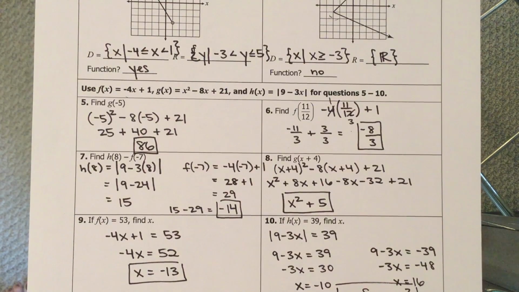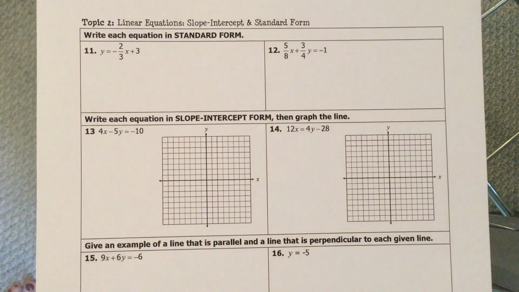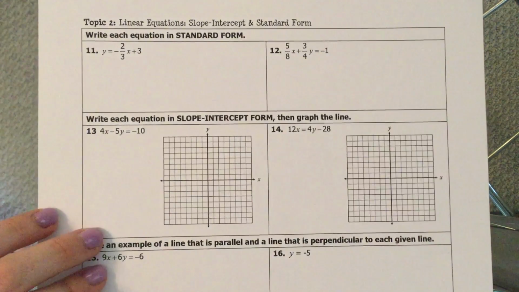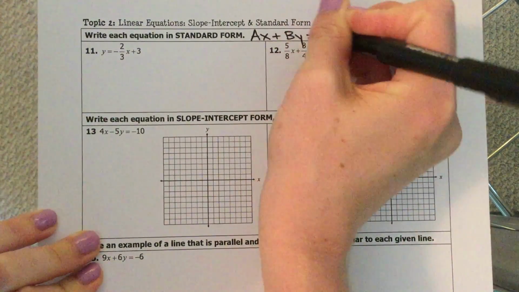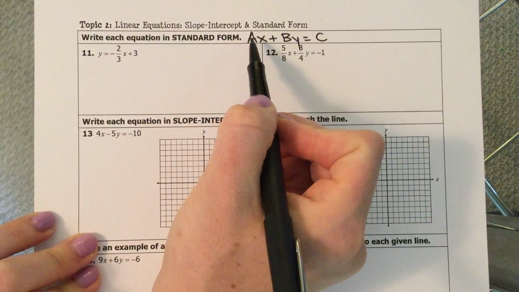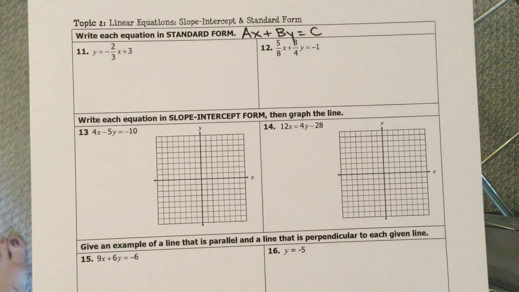So moving on the next page to topic number 2. We've got linear equations, slope-intercept form, standard form. So we've got a bunch of different graphs on this page right here. So first one, we are writing each equation in standard form. Just to remind you guys, standard form looks like this. We've got 3 rules. This term has to be positive. They all have to be integers, which means no decimals, no fractions. And they have to have a GCF that is only 1. In other words, they can't all be even or multiples of 3 or something like that.